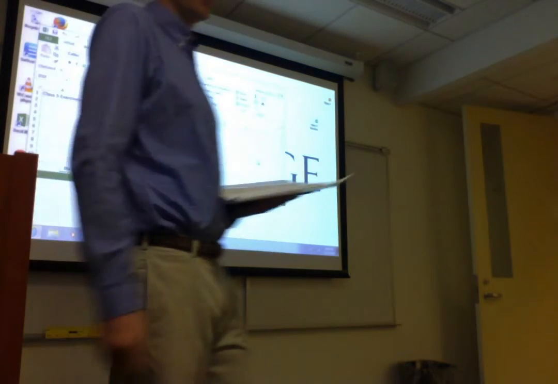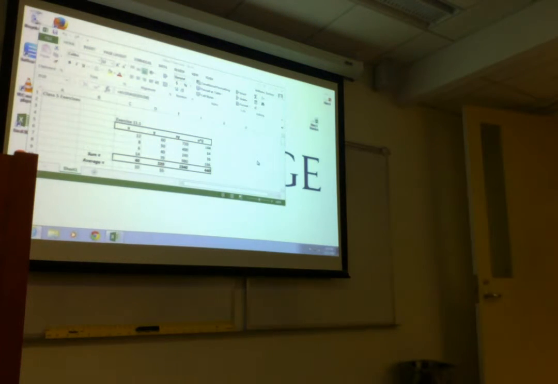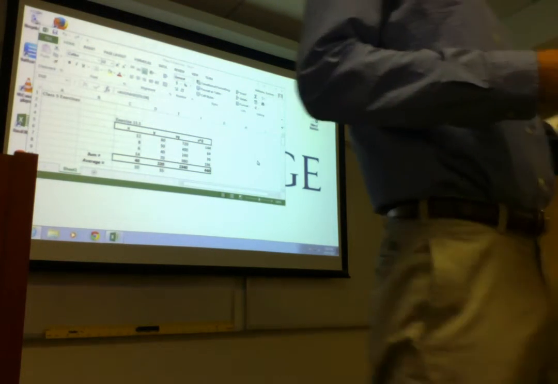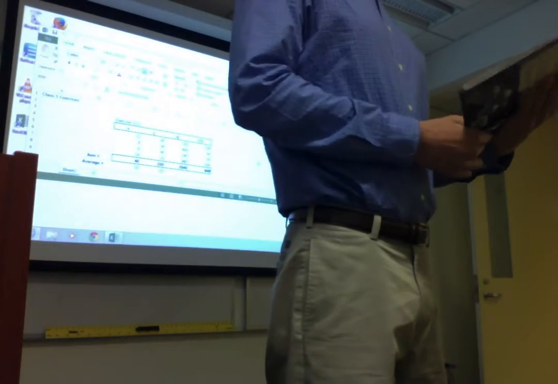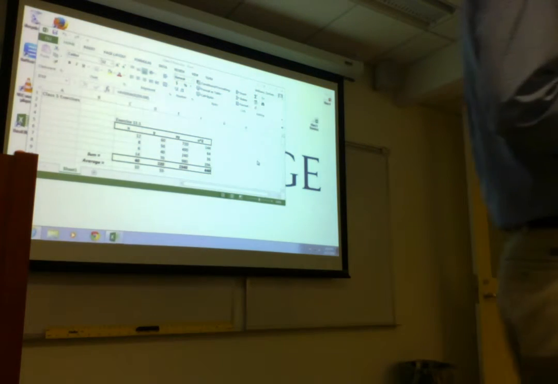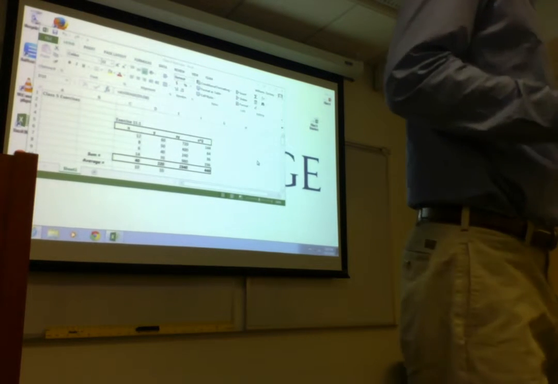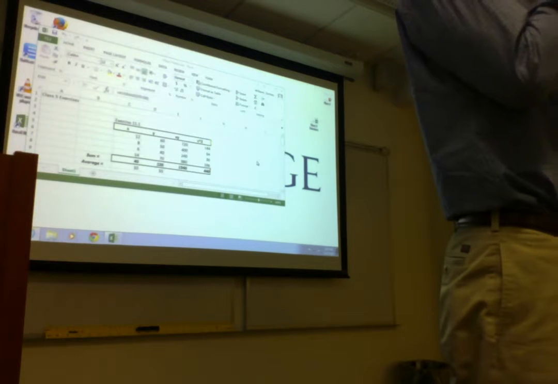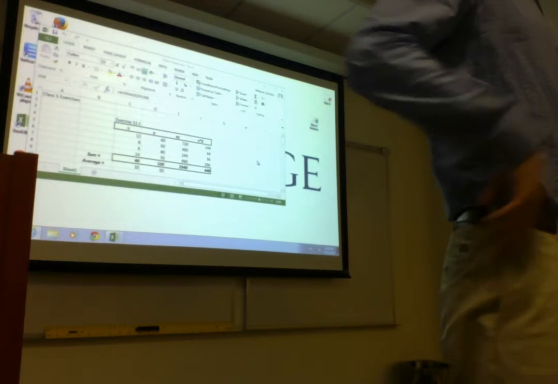Alright, let's start with some exercises. Let's turn to page 397. Let's do exercise 11.1, finding a least squares line. In other words, we're going to calculate the actual regression line based on the data points.